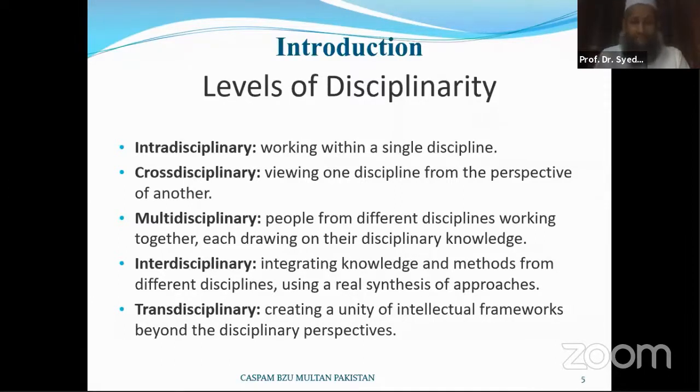And in transdisciplinary collaboration, every discipline loses its own identity, and there is a single piece of intellectual work in which all disciplines work together without caring which discipline they belong to.